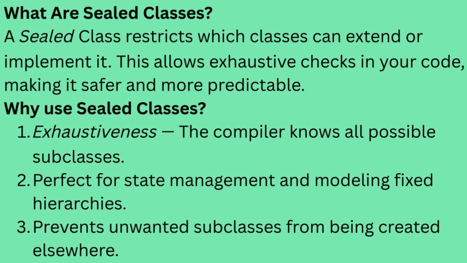First, exhaustiveness. Since the compiler knows exactly which subclasses exist, it can help us catch missing cases, especially useful in things like switch statements or state handling. Second, it's perfect for state management or whenever you're modeling a fixed hierarchy of types like different UI states or API responses. And third, it prevents unwanted subclasses from being created somewhere else in your app, so your architecture stays clean and predictable. In short, sealed classes bring structure, safety, and clarity to your Dart code.